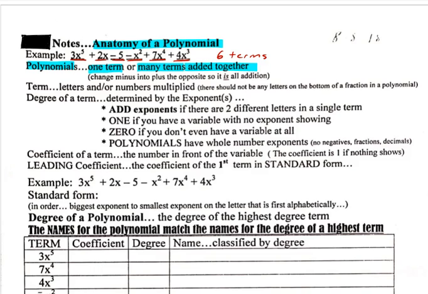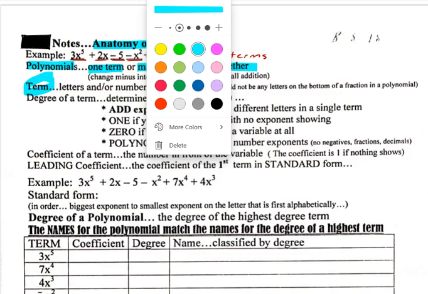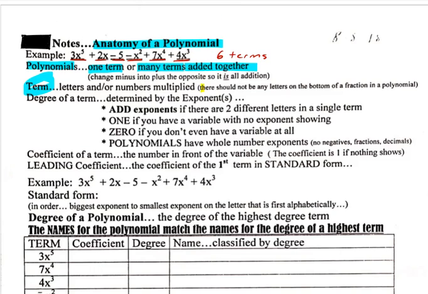So a term is a letter or numbers, letters and/or numbers multiplied. And there should not be any letters on the bottom of a fraction of a polynomial.